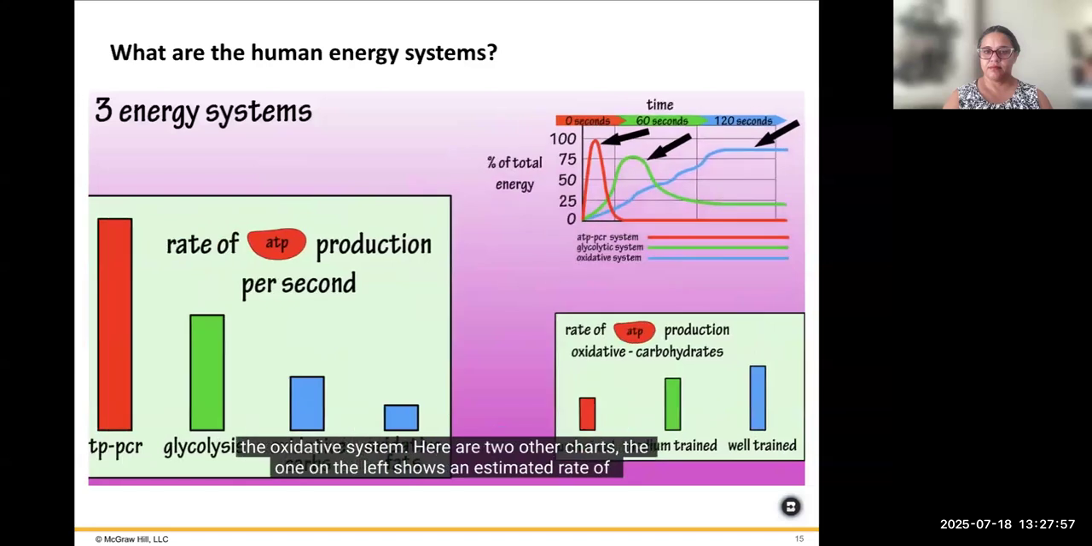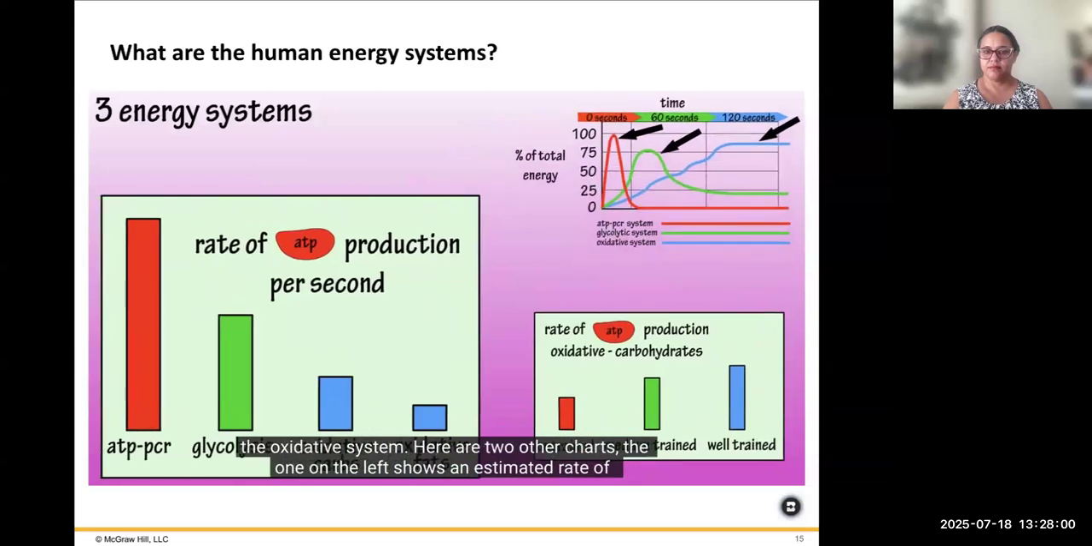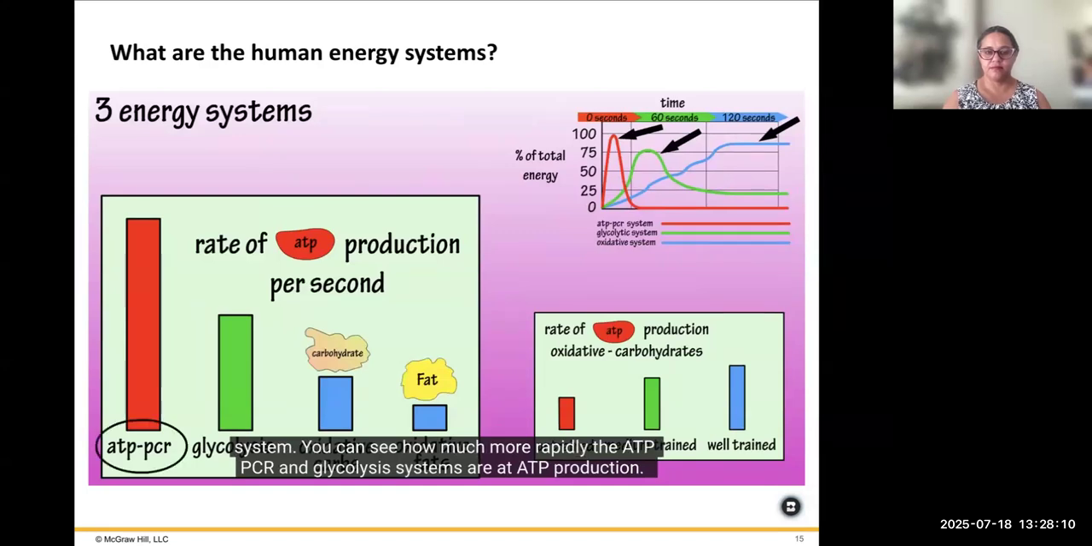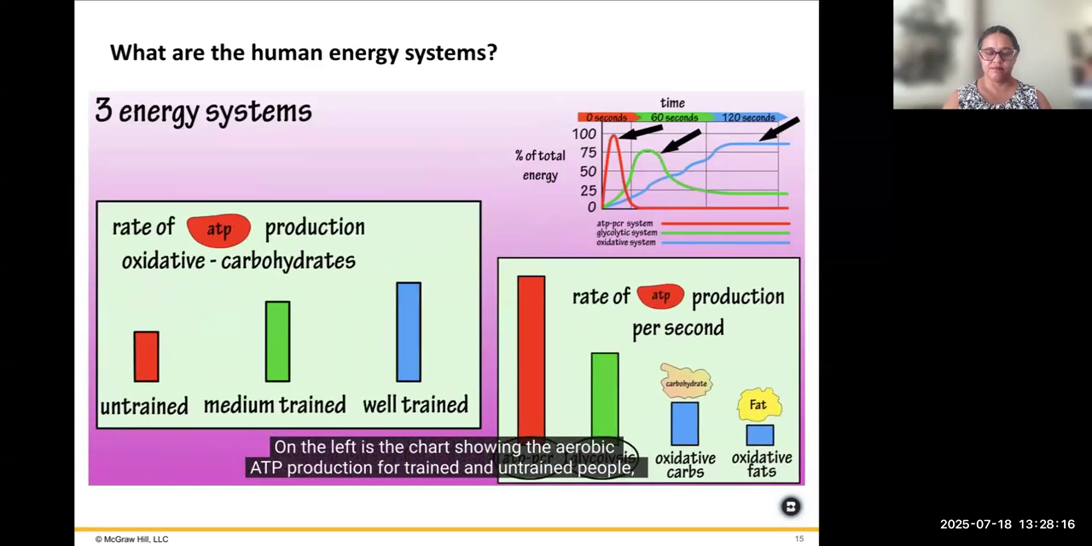Here are two other charts. The one on the left shows an estimated rate of ATP production per second for each system. It also shows the rate for carbs and fats for the oxidative system. You can see how much more rapidly the ATP-PCR and glycolysis systems are at ATP production. On the right is a chart showing the aerobic ATP production for trained and untrained people, showing the benefits of well-trained persons as they don't run out of energy easily.